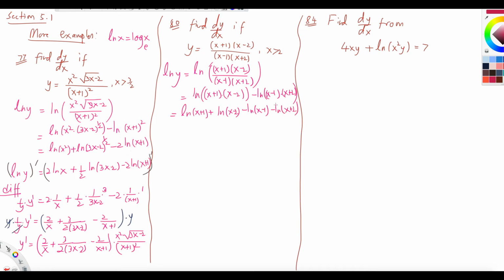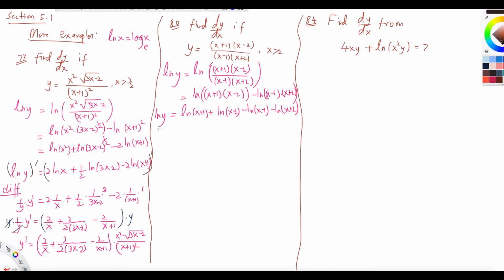Why did I write minus? Although the product should go to plus because there is a minus sign, I'm distributing that negative sign to both of these. Okay, because you will get plus, but if you distribute that negative sign, you will get minus there. So ln y on the left side.